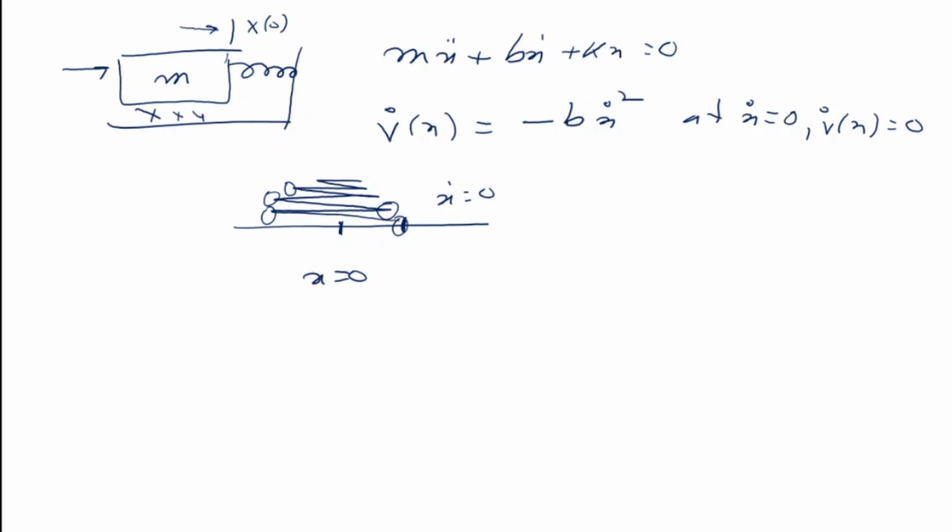So in this particular case, how many points are there? There are infinite points. If this is my 0, then this is 1, 2, 3, 4. In this direction it is infinity, and in this direction it is again infinity. So there are an infinite number of points where x dot becomes equal to 0 for the spring mass damper system.